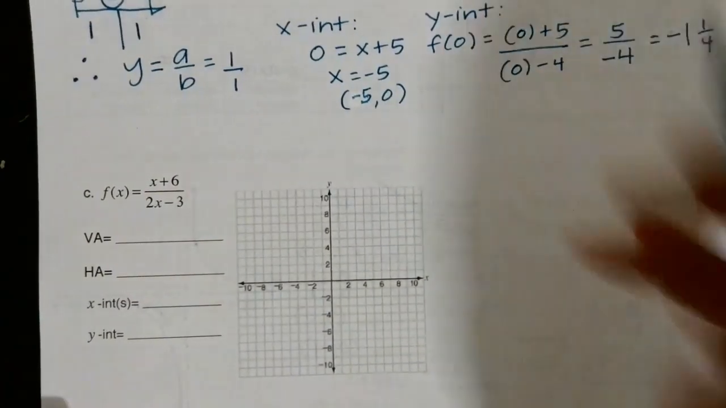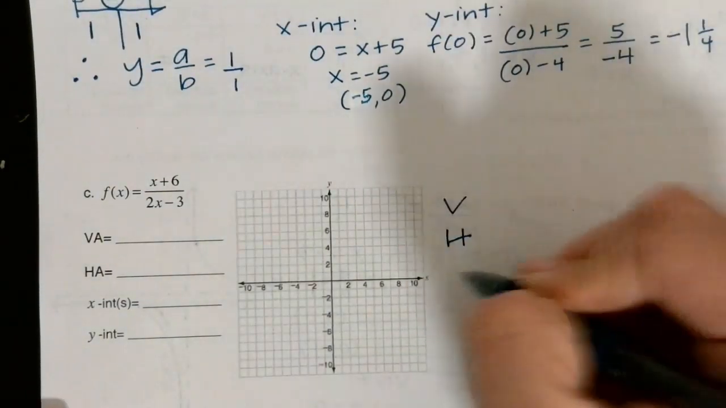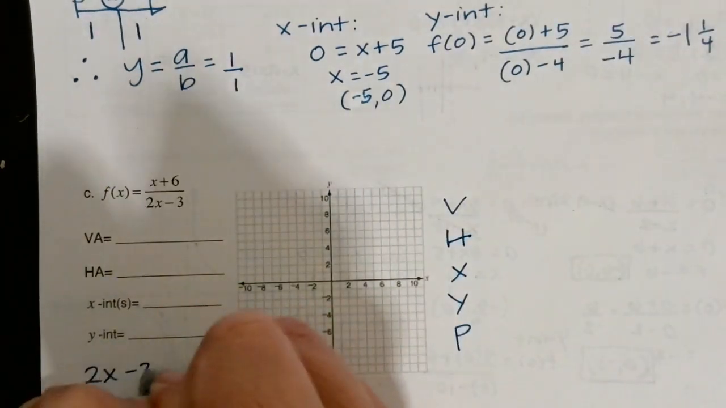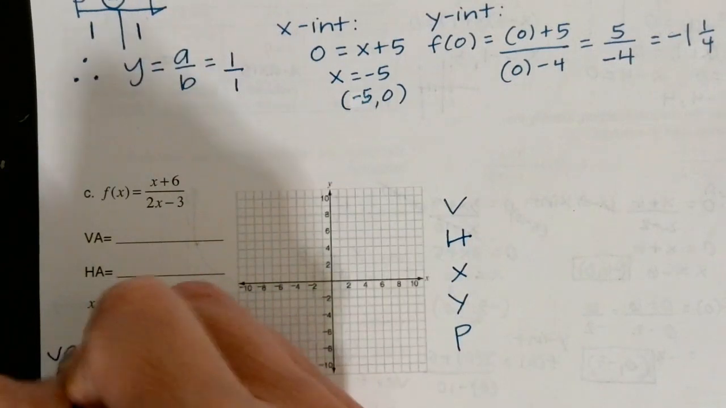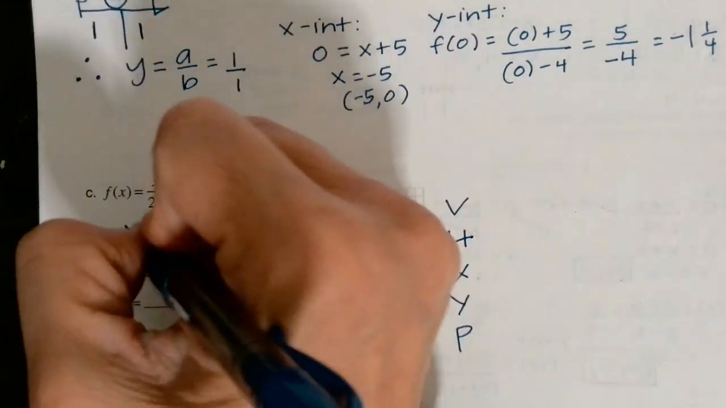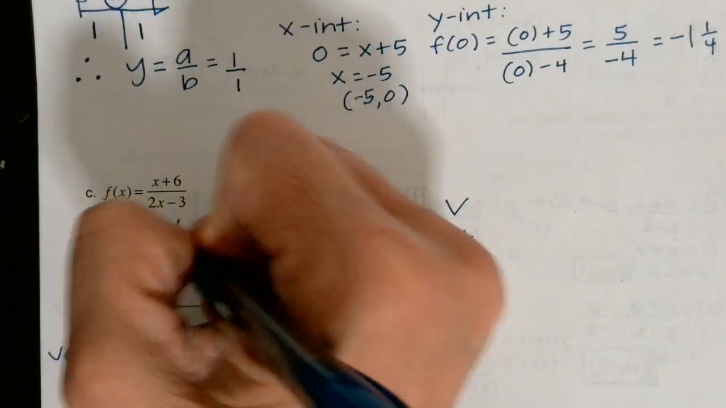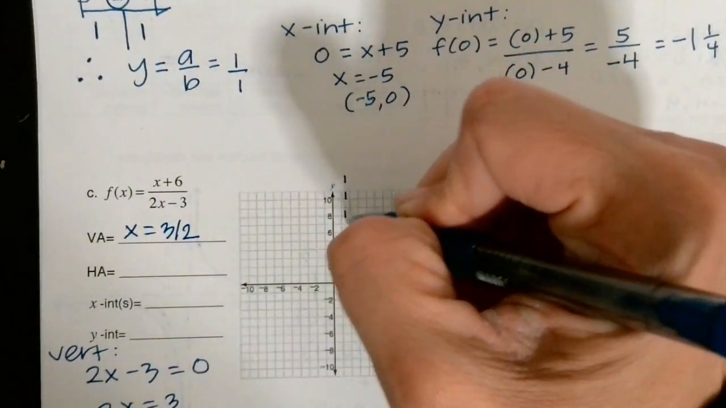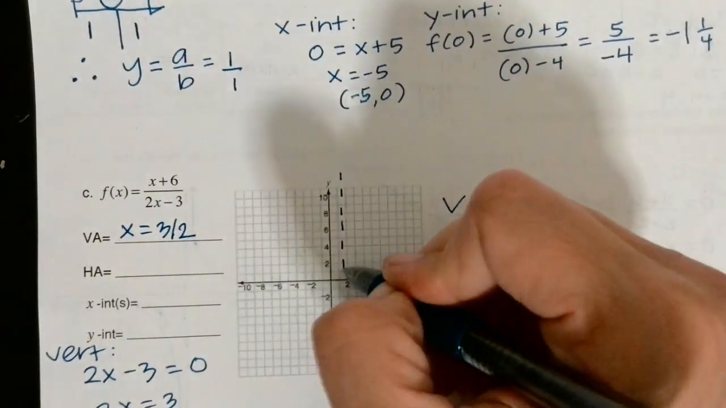All right, last one, okay? So we are graphing this one right here. So V, H, X, Y, P. So vertical, 2x minus 3 equals 0. So we get 2x equals 3. Ooh, x equals 3 halves, or 1.5 if you will. So x equals 1.5. That's right here.